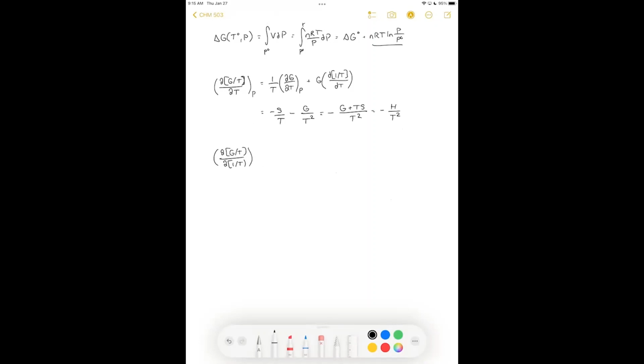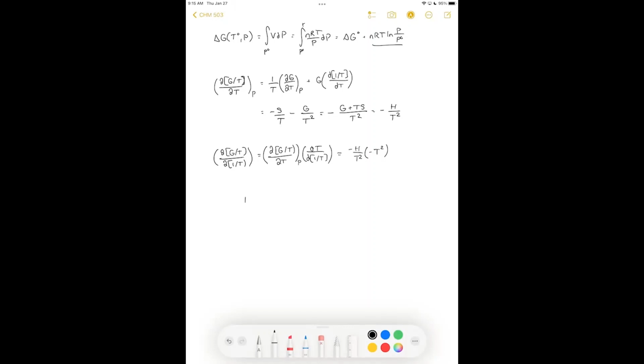And in this case, we have to use the chain rule to go about this. So this derivative is simply equal to the partial derivative of G over T with respect to T, and then multiplied by the derivative of T with respect to 1 over T, using the chain rule. And so in this case, we already know that this guy here is minus H over T squared, and the derivative of T with respect to 1 over T is negative T squared. And these derivatives are kind of scary when you're taking derivatives with 1 over something, but what you can do is treat this, again, as another chain rule.